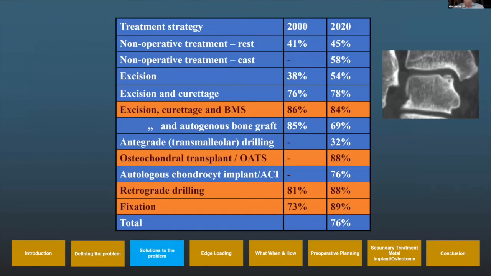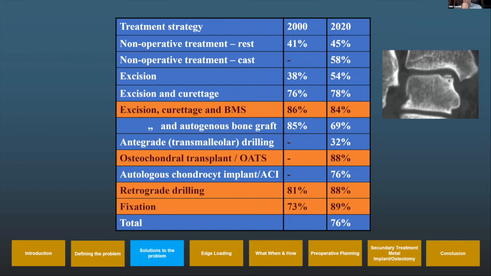So if we look at the treatments that we can give for a localized osteochondral defect, in 2000 we published this analysis, and Maartje Zengering, who was one of my PhDs, published it in 2010. It is similar, but basically the same numbers apply currently.